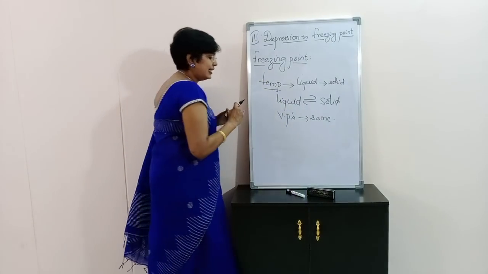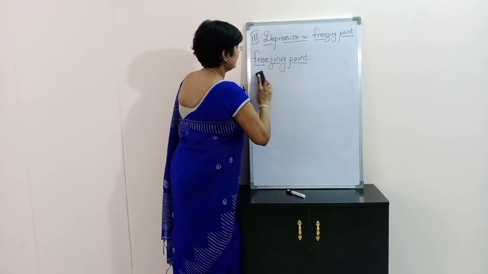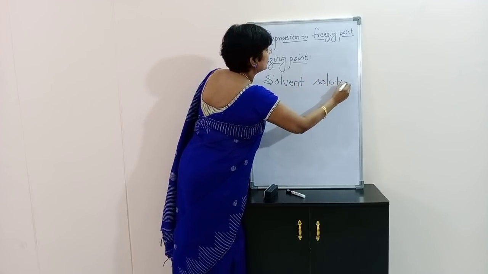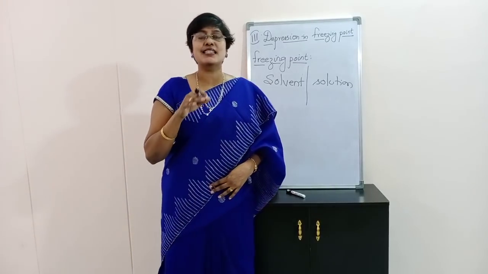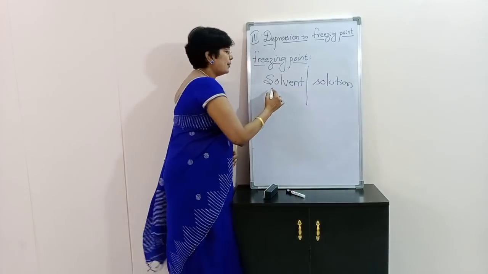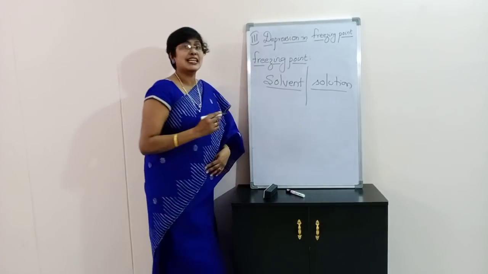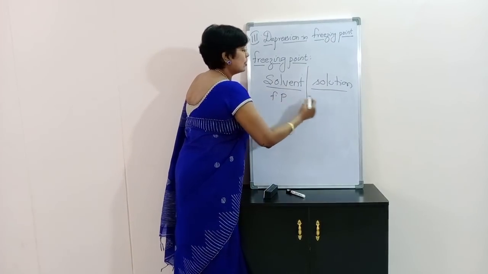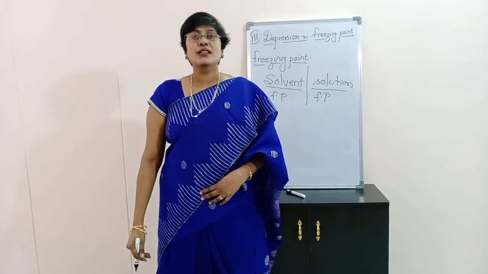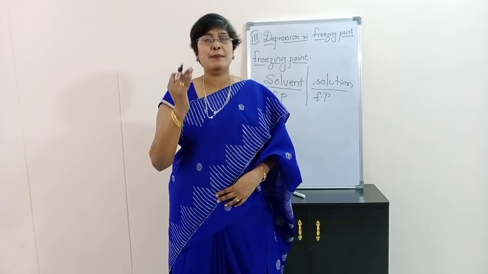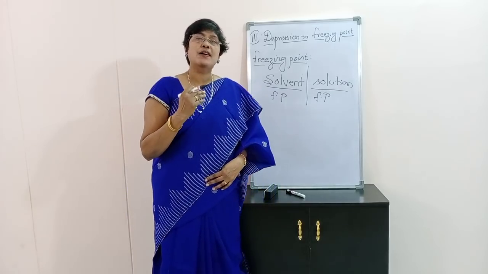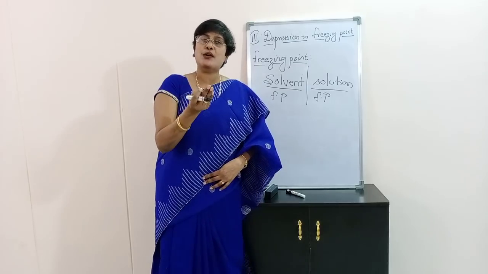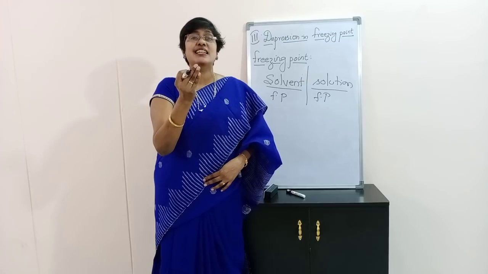Now, let us compare a pure solvent and a solution. This is what we are doing since the first colligative property. We will take a pure solvent, for example water, and a solution containing a non-volatile solute. Now we will compare the freezing point of solvent and freezing point of a solution. Just reminding you about vapor pressure, students. We all know that vapor pressure of a pure solvent is greater than vapor pressure of a solution. Immediately when we add a non-volatile solute to a pure solvent, its vapor pressure is decreased.